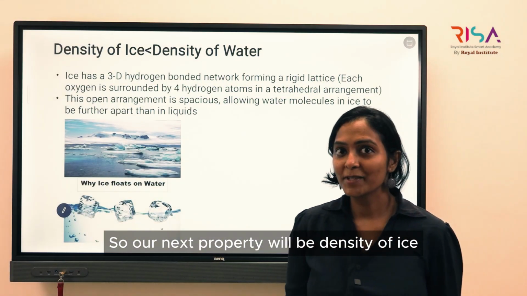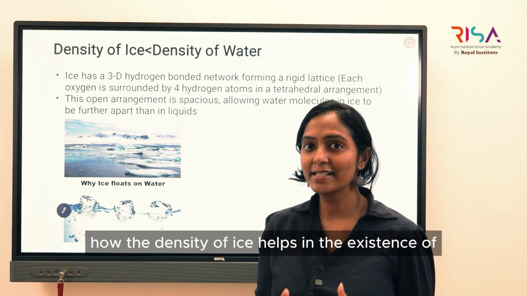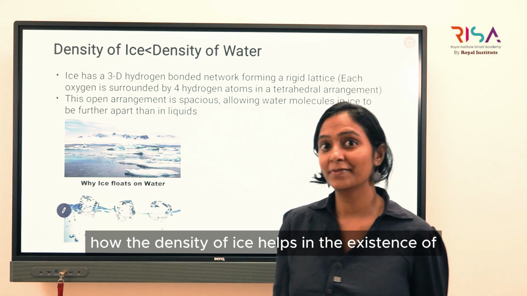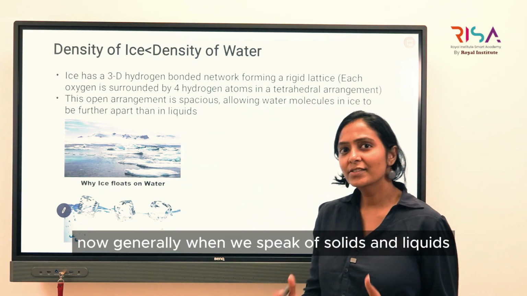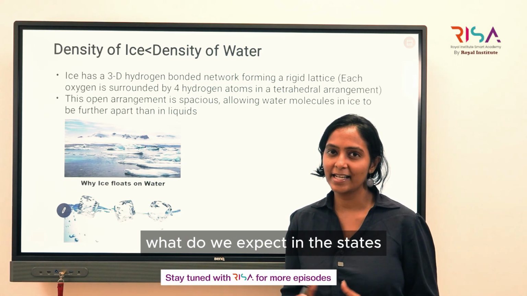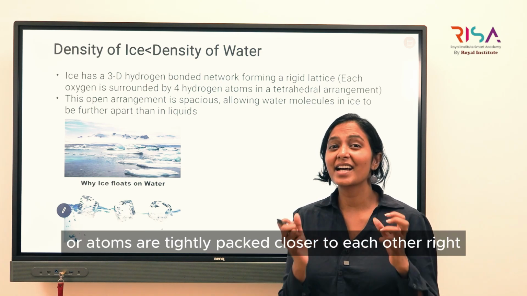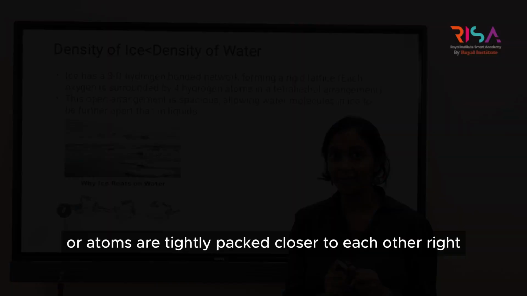So our next property will be the density of ice. Now we'll see how the density of ice helps in the existence of living organisms. Now generally, when we speak of solids and liquids, what do we expect in the states? In solids, we see that the matter or atoms are tightly packed closer to each other, right?